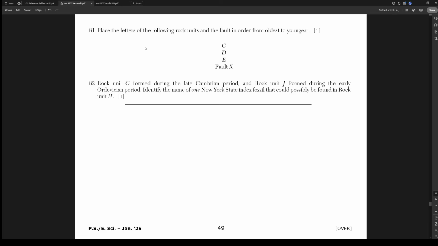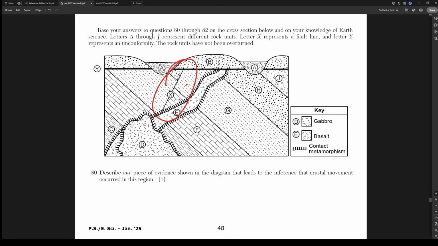All right, 81. Place the letters of the following rock units in the fault in order from oldest to youngest. C, D, E, fault X. Okay, let's see. So we want C, D, E, X. All right, let's look at this thing.